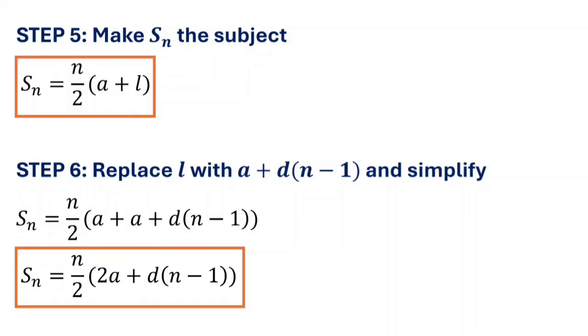And the last step here is just to simplify. To simplify, we gather like terms. We have A plus A, which gives you 2A. And that gets you to your main arithmetic series formula. Sn is equal to n over 2 into 2A plus D into n minus 1.